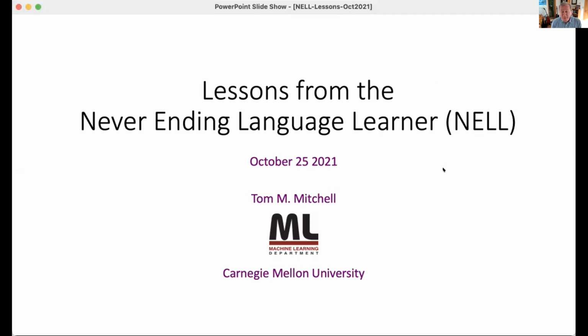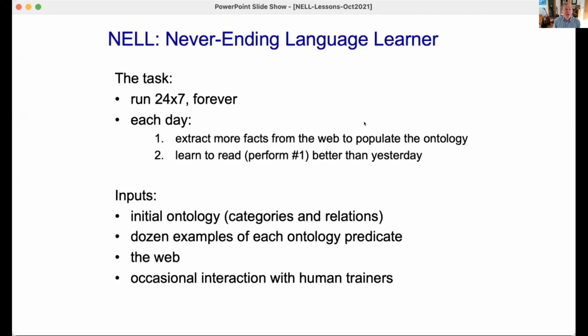section. Let me talk about an example of a continuous learning system that we worked on in my research group over the past decade. We call this our never-ending language learner. And so what I want to do in this presentation is briefly describe the system, but then really focus on what are the lessons that we learned from trying to build this system that might apply to continuous learning systems in general. So our never-ending language learner, we call it NELL.